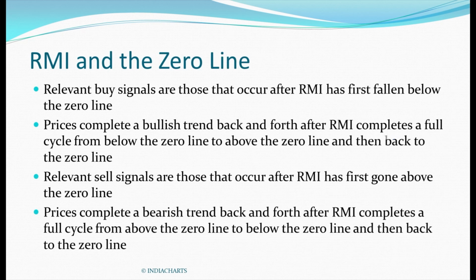The zero line is an important midpoint because we don't consider a cycle complete till you reach the zero line. As mentioned here, relevant buy signals are those which occur after the RMI has first fallen below the zero line. So first it must fall below, then it must cross above the red line and give you a buy signal. Similarly, relevant sell signals are the exact opposite, where prices move above the zero line and then give you a sell signal. Prices complete a bullish trend after the RMI completes a full cycle and goes back to zero. Prices complete a bearish trend after the RMI completes a full cycle and goes back to zero.